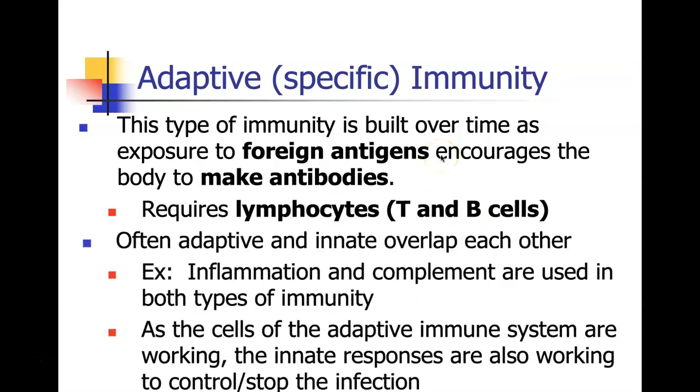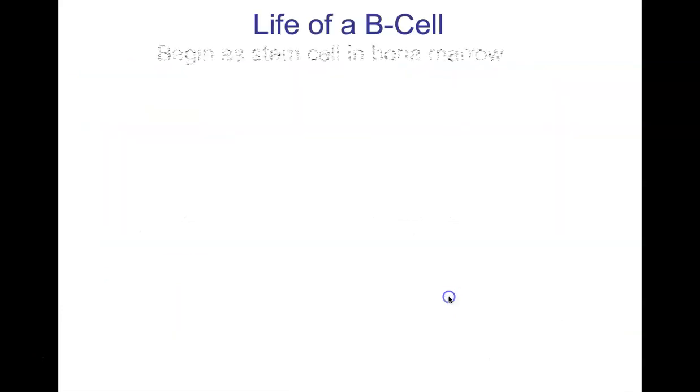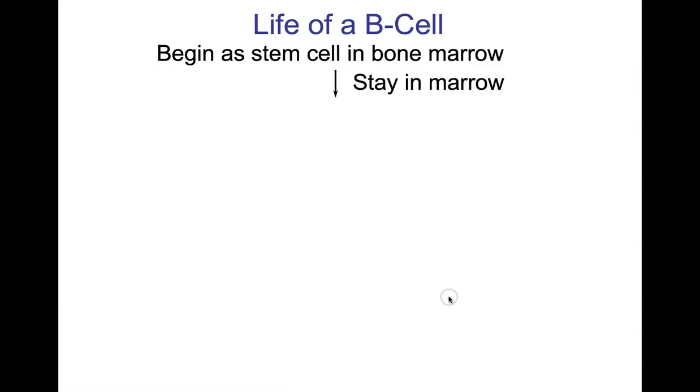And very often the adaptive and the innate overlap. So the inflammation and complement are used in both types of immunity. You might have an initial innate response to an infection and then an adaptive response. So it's very common that you see these things working together. As the cells of the adaptive immune system are working, the innate responses are also working to control and stop that infection. So a B cell begins as a stem cell in the bone marrow.